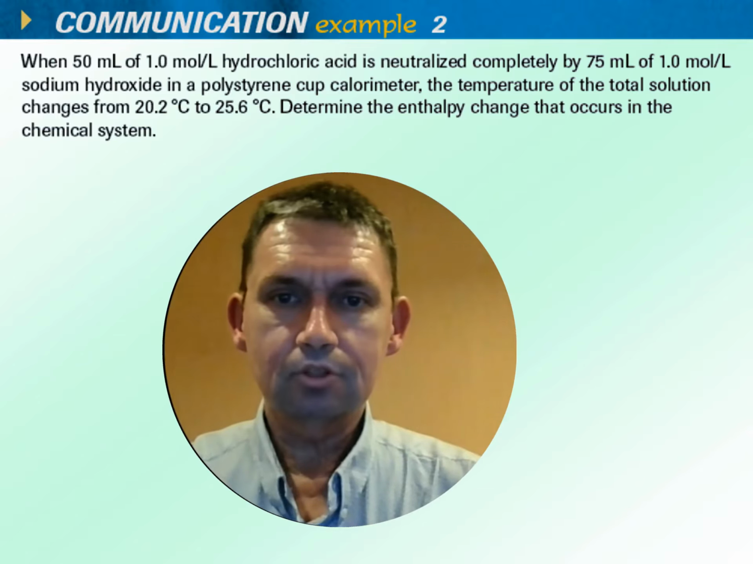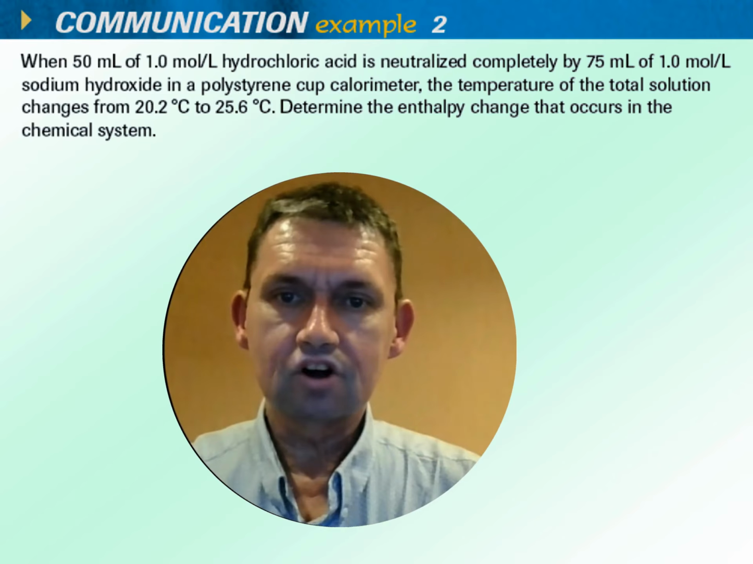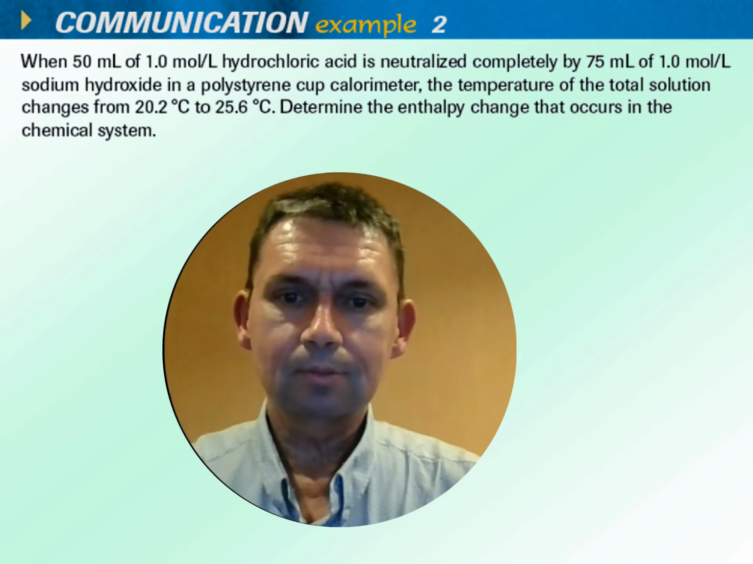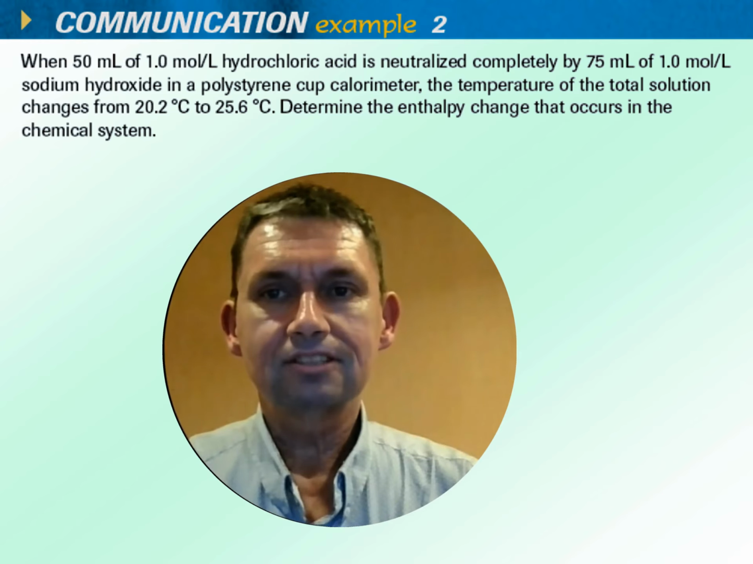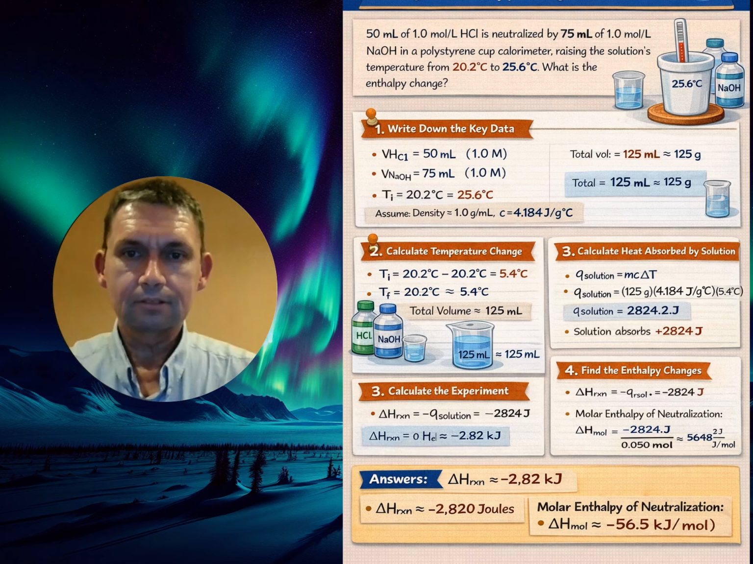This example involves the neutralization of an acid and a base in a coffee cup calorimeter. We calculate the temperature change of the solution and determine the enthalpy change of the chemical system. Give it a shot. Press pause and see how you do. Did you calculate this correctly? If so, great. If not, perhaps a review is in order?